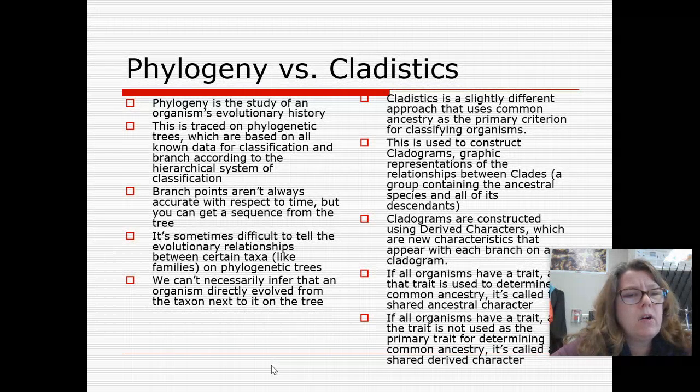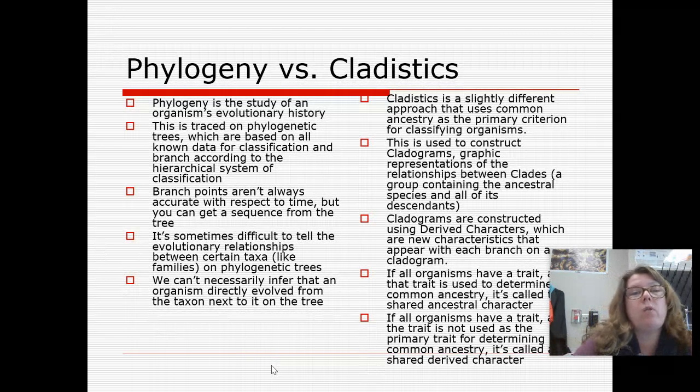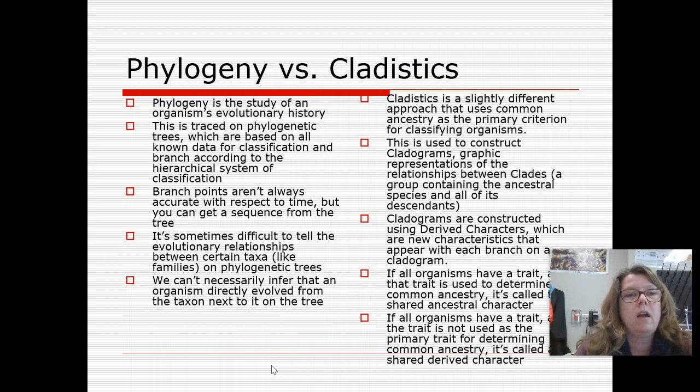And you can't necessarily infer that an organism directly evolved from the taxon next to it on a tree. In general, when we have branch points on a tree, we call those nodes, and the node is a theoretical common ancestor that may or may not exist. Okay, we just may not have found it yet, or something like that. So there are some drawbacks.